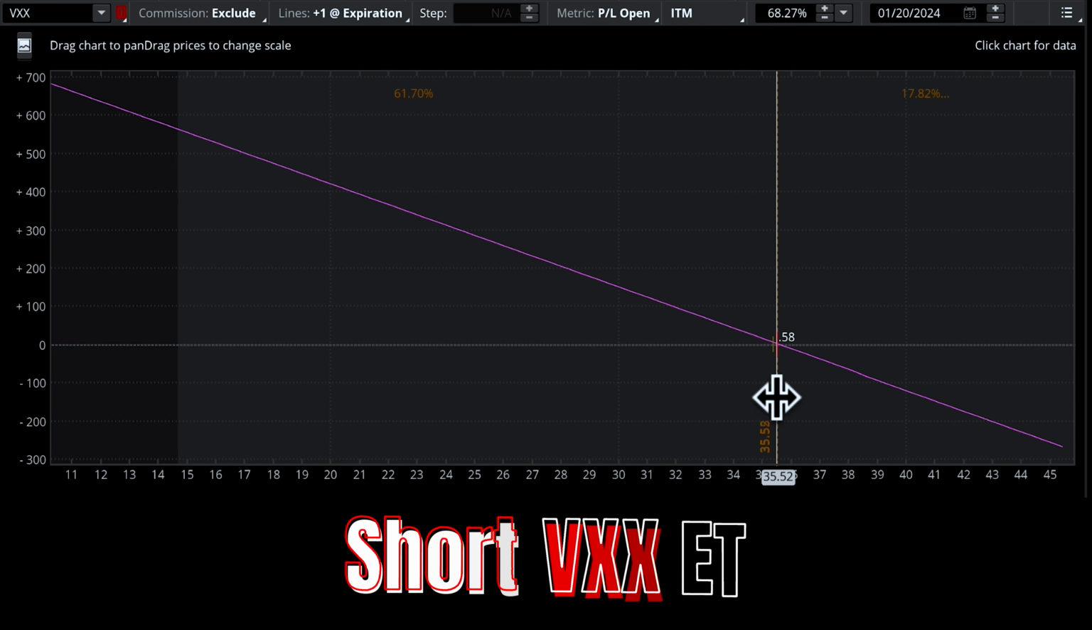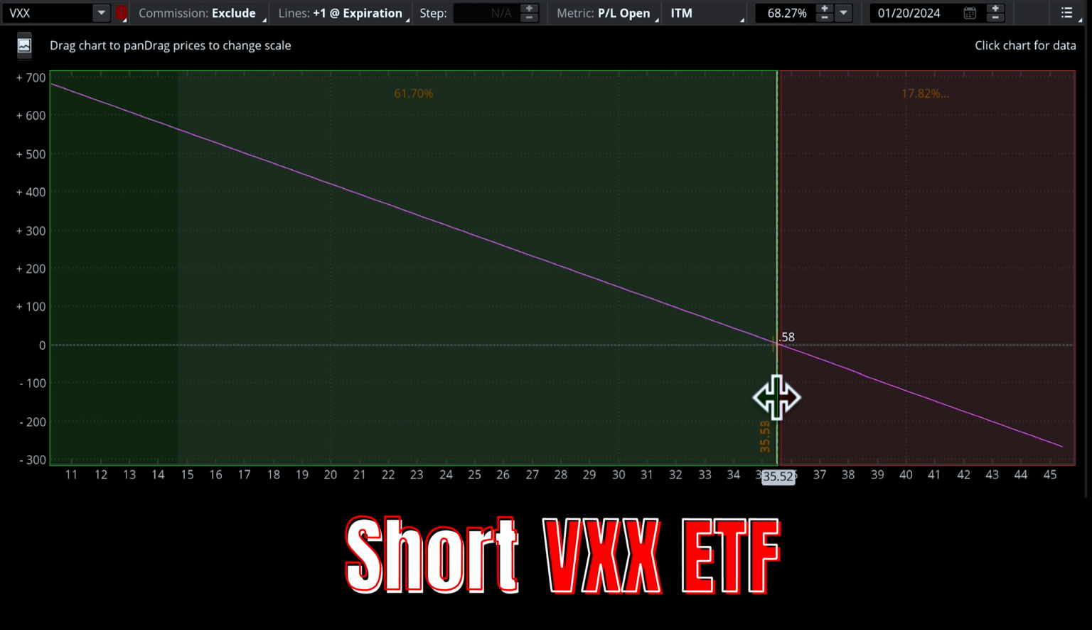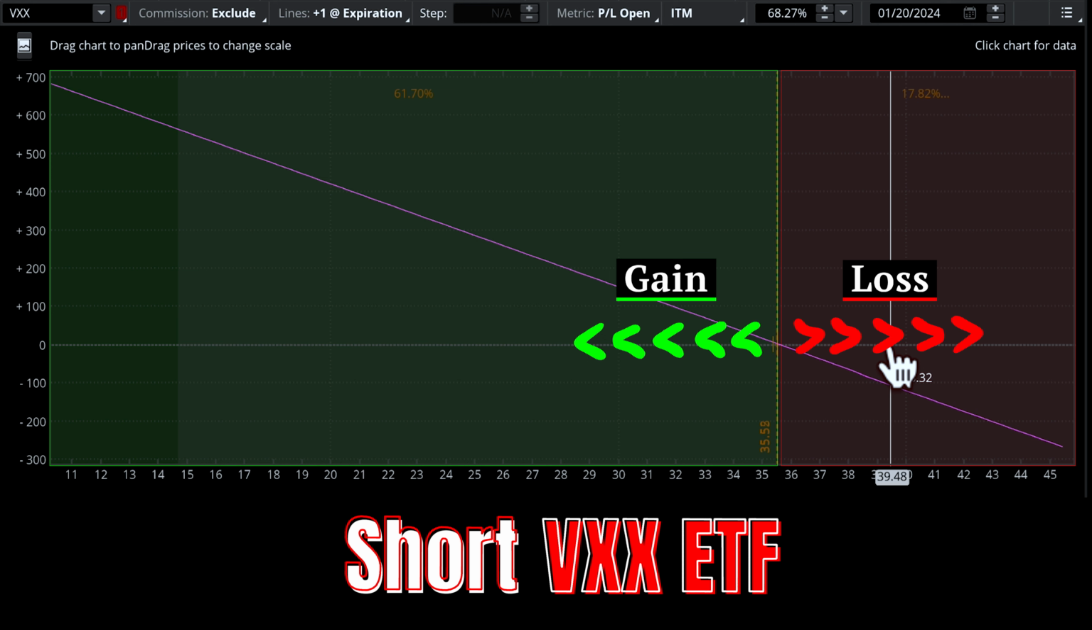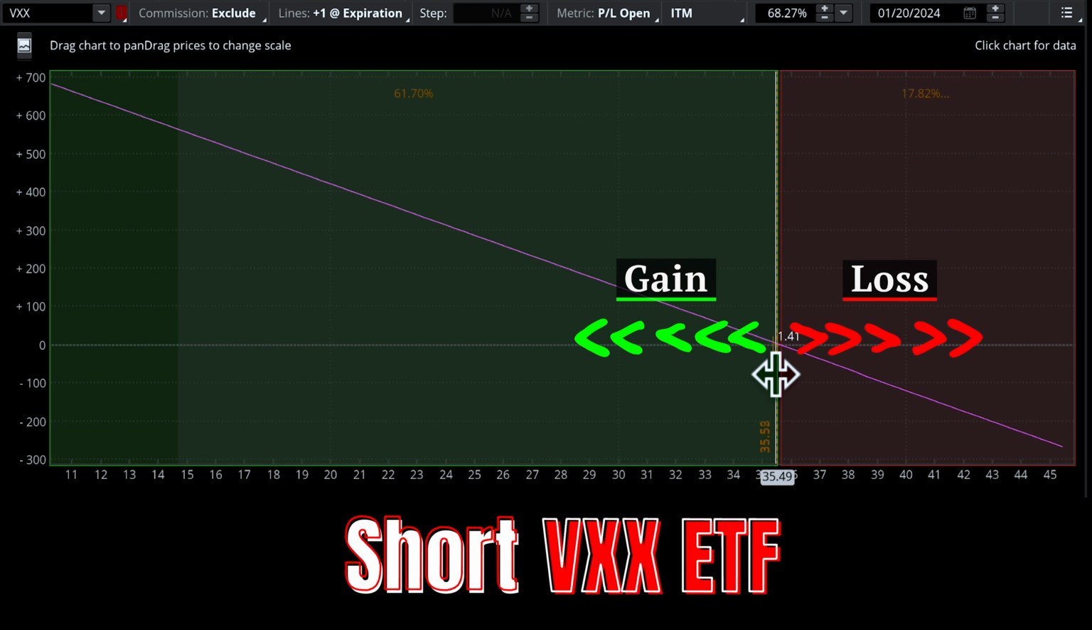Let's start with a straight up short VXX position, because when people think about shorting volatility, in a lot of cases this is the one they default to. So you can see the risk profile here, and it is a direct one-to-one relationship to the price of the VXX. If it goes down $1, then you make $1, and if it goes up $1, then you lose $1. This is the most direct way to short volatility.